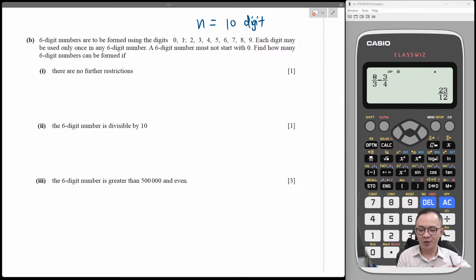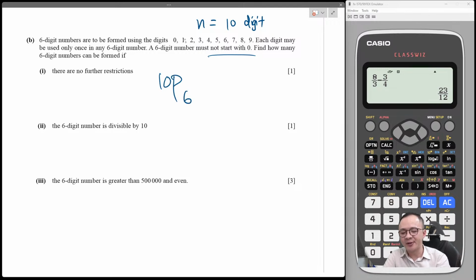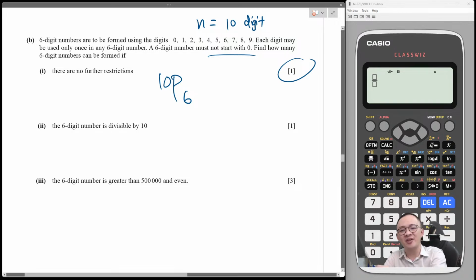Okay, so they want a 6-digit number to be formed. Each digit may be used once in any 6-digit number. A 6-digit number must not start with 0. Okay, this is a keyword. Because a lot of students see 10 digits, the first thing they do is 10P6. Then you are being trapped for this 1 mark question. Because why? It cannot start with 0. 10P6 includes 0 at the first place.